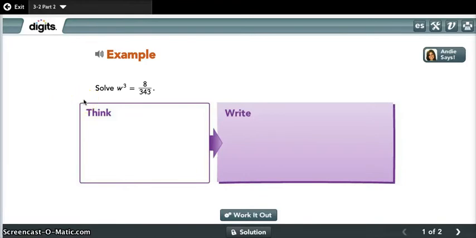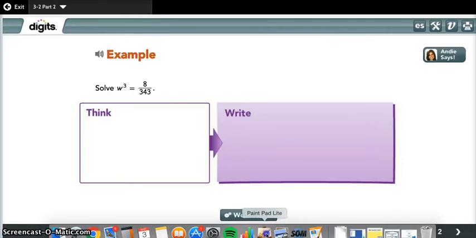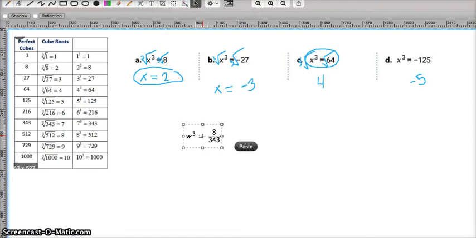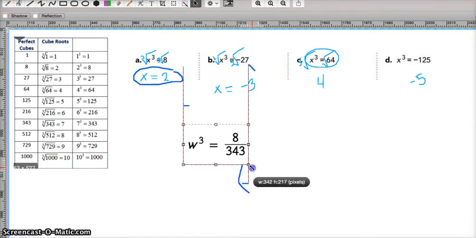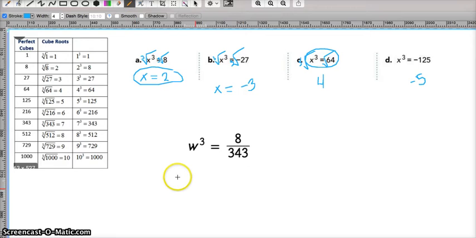Just like before, they're now going to give us an example with a fraction. So I'm going to go ahead and take this. Remember how we did this with our square roots? We're going to do the same rule, the same procedure with our cube roots. So remember, to undo w to the 3rd power, we have to take the cubed root of this, which means we have to take the cubed root of this fraction. Don't panic when you see the fraction.